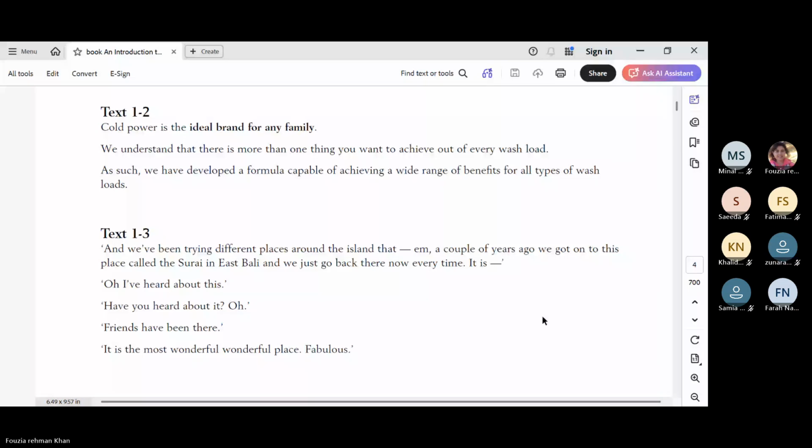Okay. Written or spoken? Ma'am, this is a dialogue, it's a conversation, it's spoken. Okay, spoken. And the conversation is expected to be between whom? Two people, and ma'am, a conversation between friends. Okay. And what's the topic? About traveling, the place they visited, Bali. Yeah.